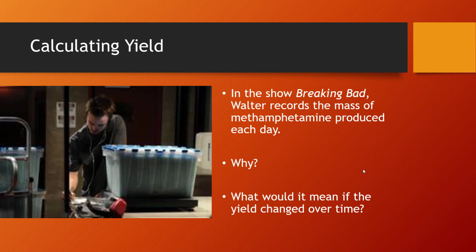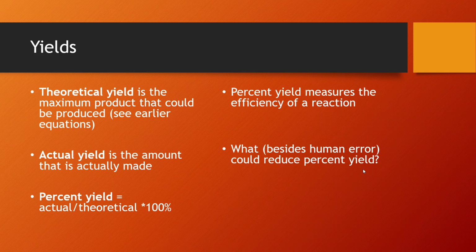So if the yield starts changing over time, that could mean that one of the reaction vessels is becoming less efficient, in which case you might want to replace it or something. It could also, of course, mean that someone's getting stolen, which would be a problem. Spoilers. So yields. The theoretical yield is a maximum product that can be produced. Check those earlier equations. Your actual yield is the amount that's actually going to be made, and your percent yield is the actual divided by the theoretical times 100%.